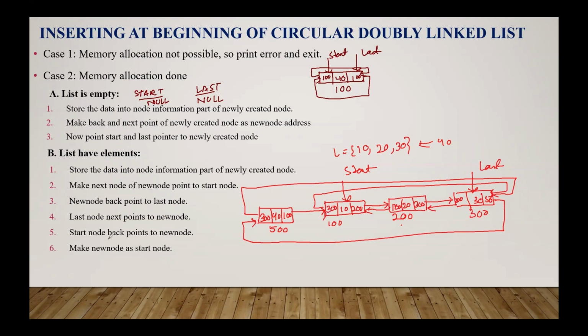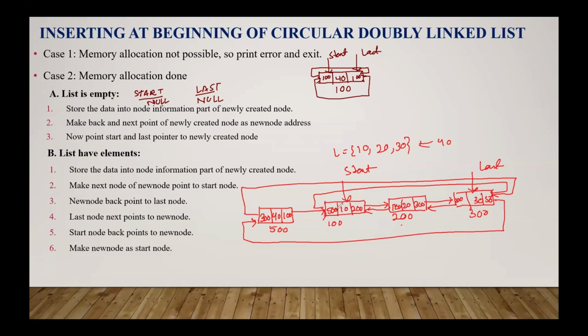Start node, this one is start. Back 300 right now stores which value? New node. So right now it stores which value? 300. Right now start's back is 300, so this 300 should be gone. Now which value do we store? We store the value of 500. New node value is 500.